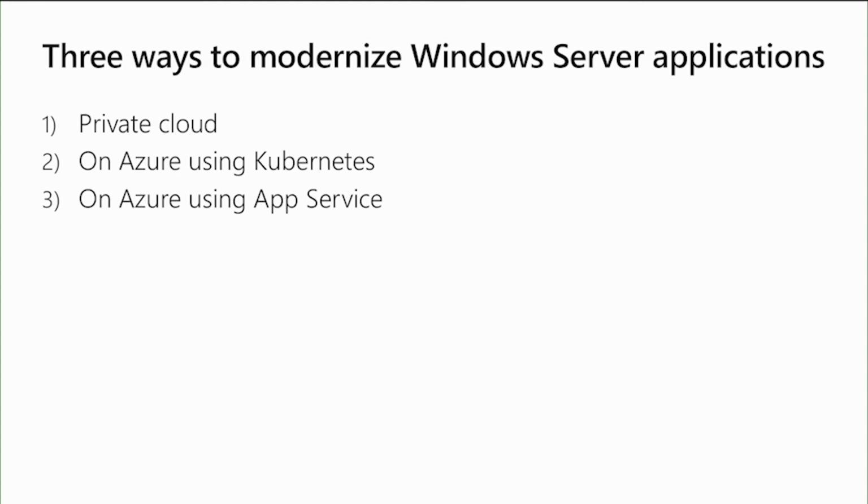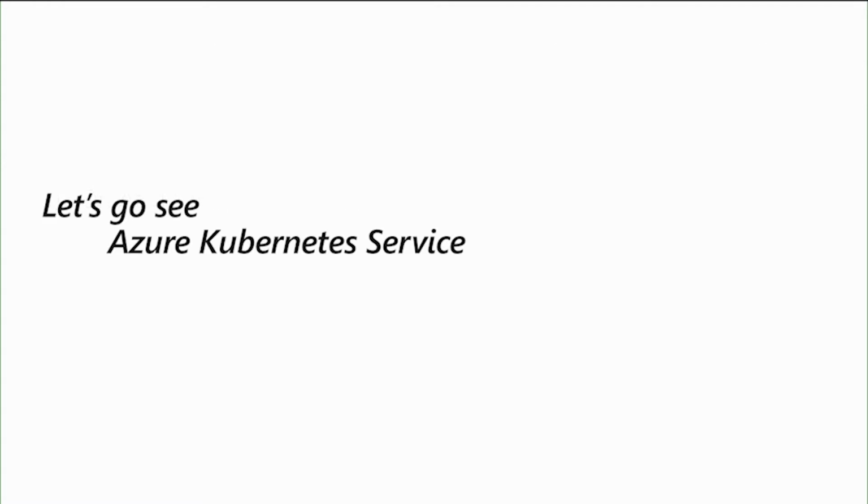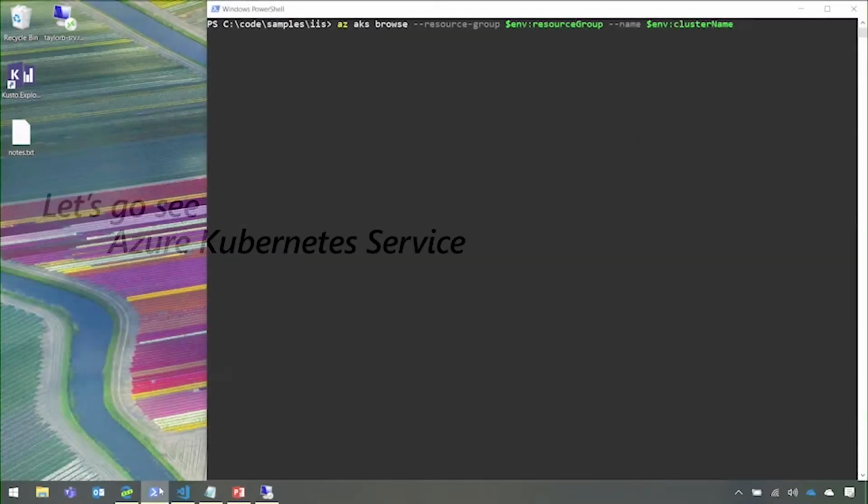So we led off with, we're going to talk about 3 ways to modernize our applications. Well, here they are. 1, we're going to talk about how we can modernize using our private cloud resources. We're going to talk about how we can use Azure and Kubernetes in Azure. And we're going to show App Service. So without further ado, let's just dig right into these. And let's start out with Kubernetes.